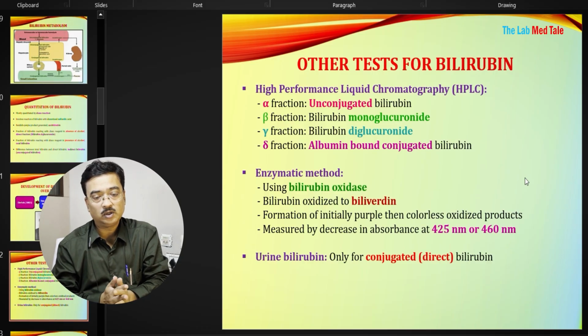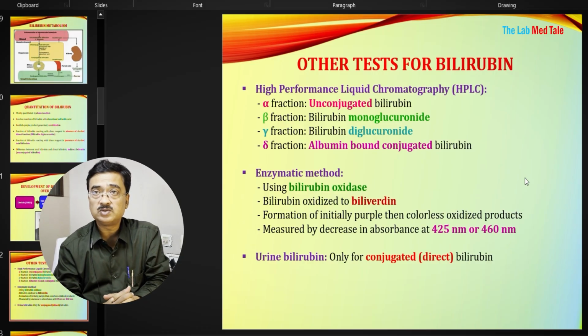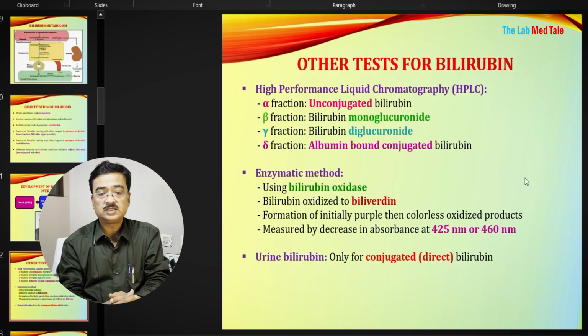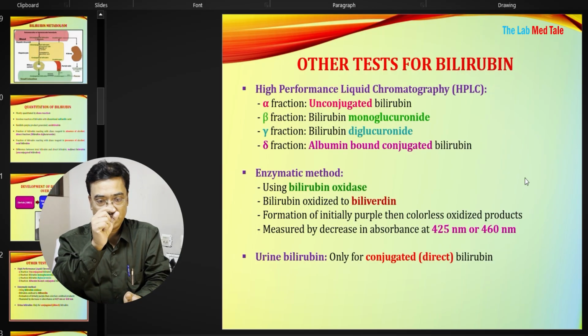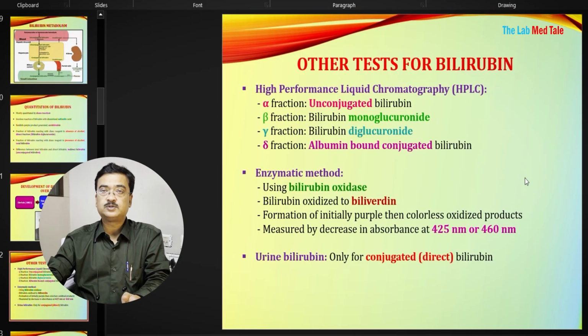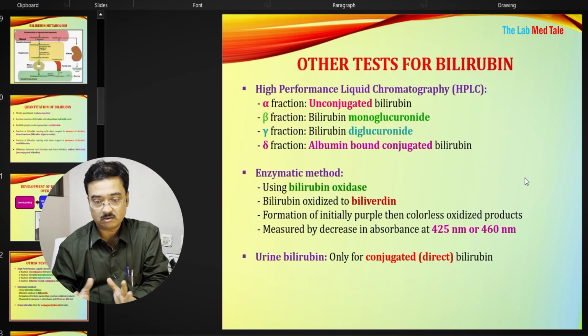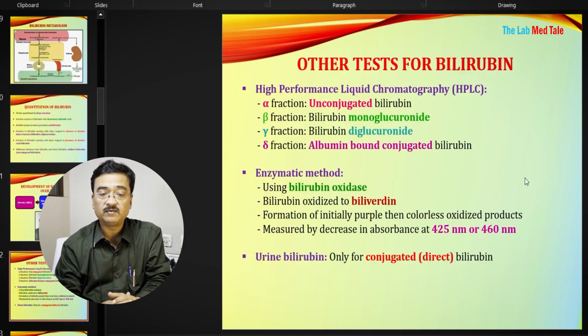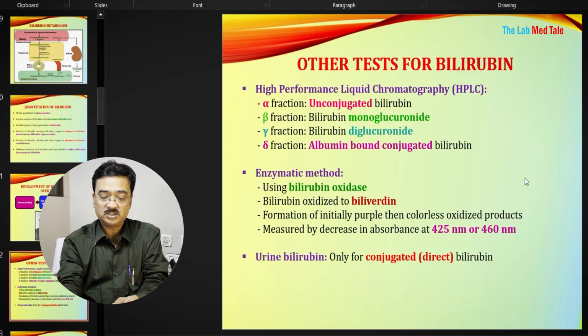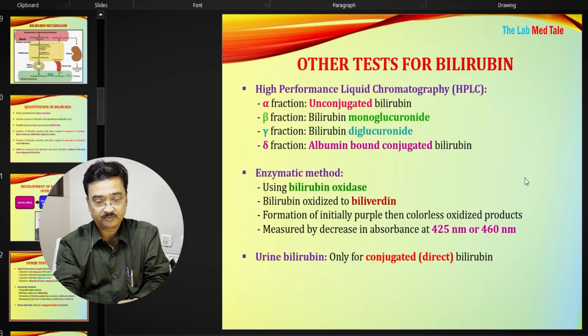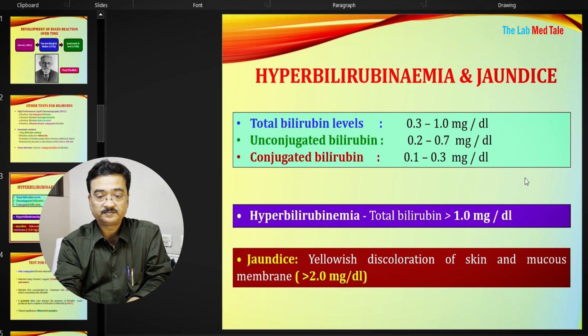You can also measure it by an enzymatic method using bilirubin oxidase, when it is oxidized to biliverdin, and therefore this purple color produces a colorless product, and there is a decrease in absorbance, which you measure at 425 or 460 nanometers. In this way you can also measure. And urine bilirubin can only be conjugated bilirubin. So whenever there is bilirubin in urine, it is always a conjugated one.